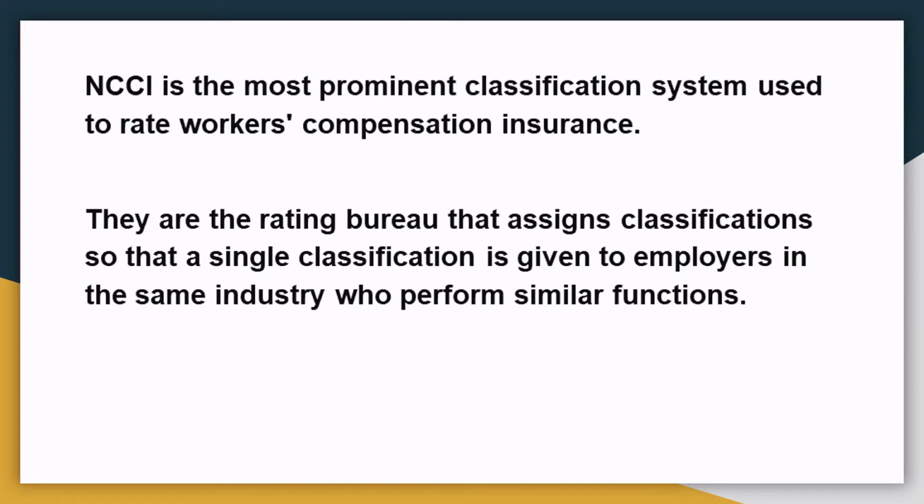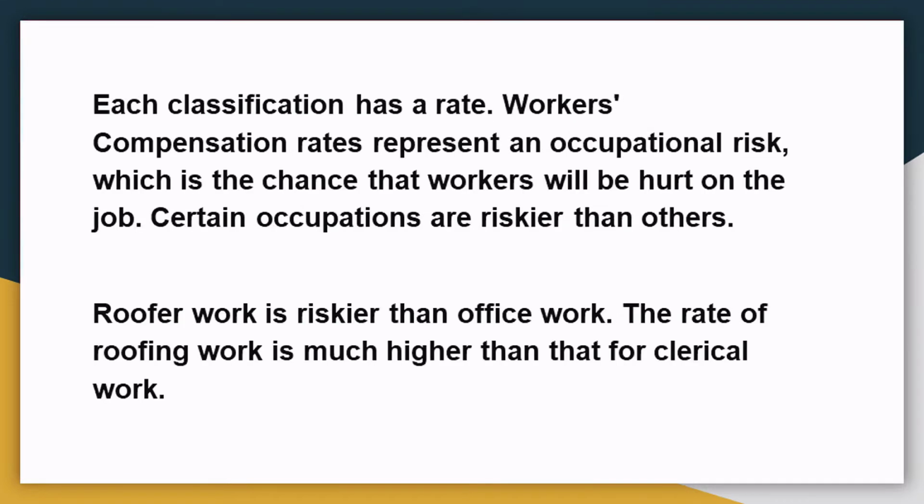NCCI is the most prominent classification system used to rate workers' compensation insurance. They are the rating bureau that assigns classifications so that a single classification is given to employers in the same industry who perform similar functions. Each classification has a rate. Workers' compensation rates represent an occupational risk, which is the chance that workers will be hurt on the job. Certain occupations are riskier than others. Roofer work is riskier than office work. The rate of roofing work is much higher than that for clerical work.